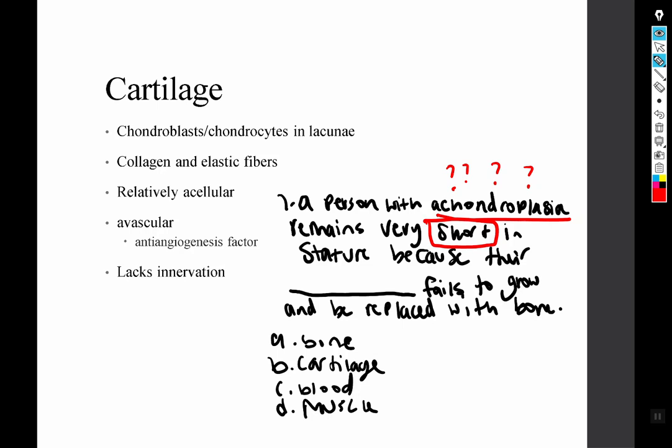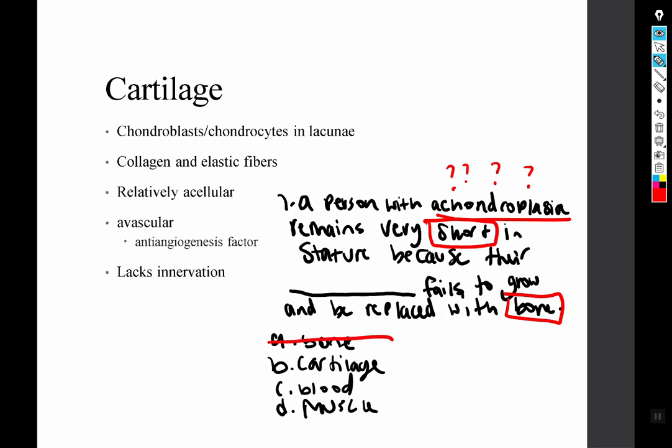And then there's a blank. And then I also see that it's replaced with bone. So choice number one is bone. If I look at that and think, oh, bone, bone, bone, because it's the skeletal system, and then I say, their bone fails to be replaced with bone, that sentence does not make sense. So it's definitely not that.